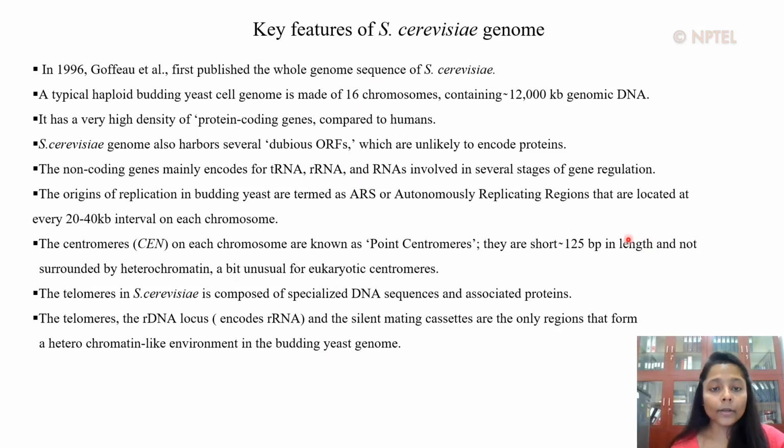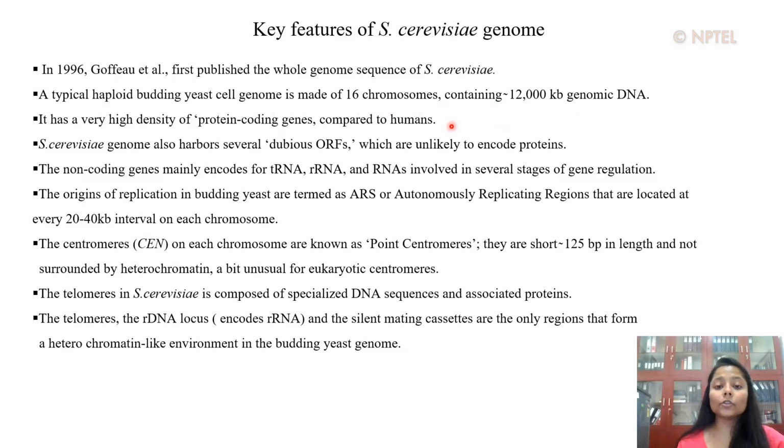Now let's move on and get to know some key features of the Saccharomyces cerevisiae genome. In 1996, Goffeau et al. first published the whole genome sequence of S. cerevisiae, which is a landmark for the entire eukaryotic biology. A typical haploid budding yeast cell genome is made of 16 chromosomes, containing approximately 12,000 kb genomic DNA.